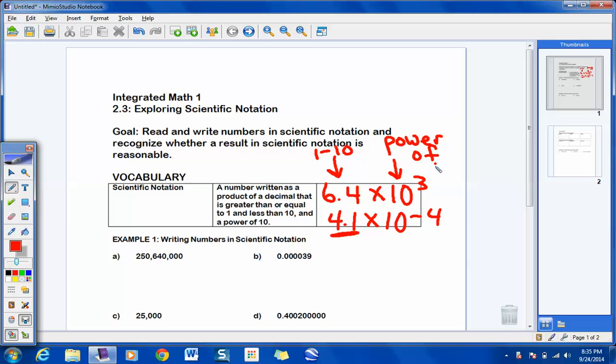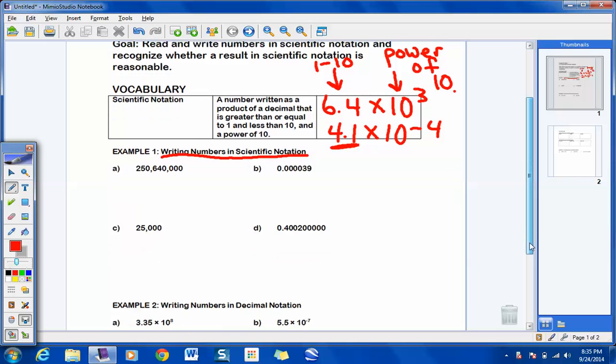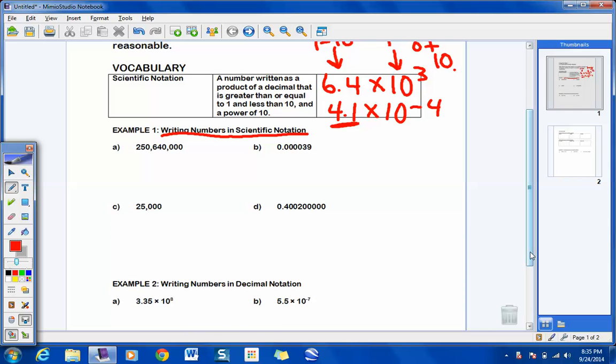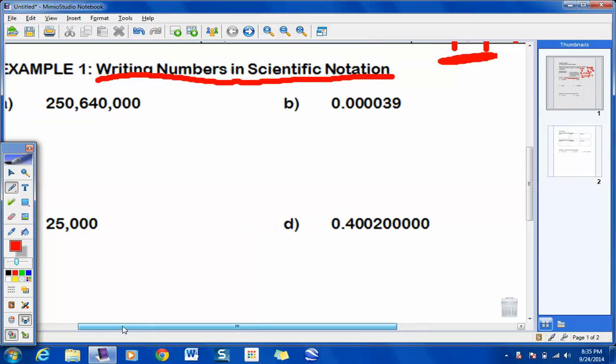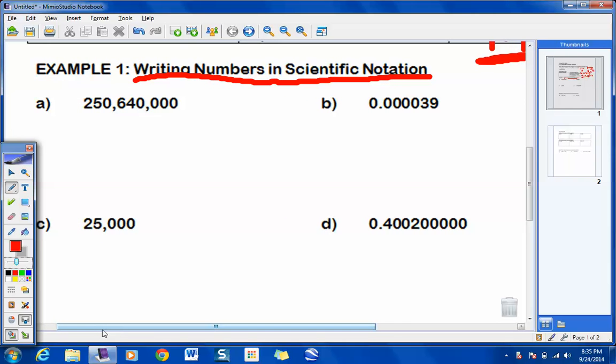Let's go ahead and look at example 1 now. In example 1, our job is to write numbers in scientific notation. We have numbers that are written as decimals to start with. Now, guys, all of these numbers may or may not fall between 1 and 10. Most likely, they're going to be outside of that range. In these examples, I'm going to zoom in on this first one so I can see this better. The first one that I'm going to look at is the following value, 250,640,000. Okay? That's about what the Powerball is worth right now. Our job is to write this in scientific notation.